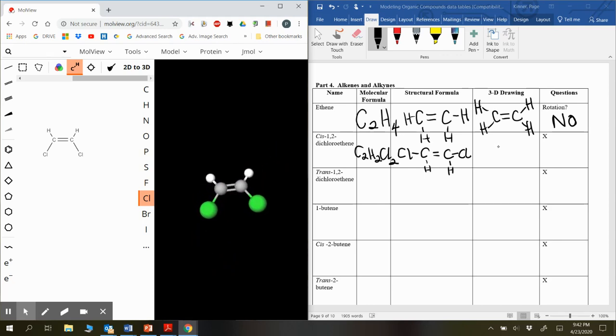I'm going to draw this one out with my nice 3D drawing. Putting my hydrogens and my chlorines. I want to make sure my chlorines are cis, that they're on the same side, especially when I show my 3D drawing. My structural formula is kind of showing that they're cis, but really when I'm asked to show cis, this is what I want to do.